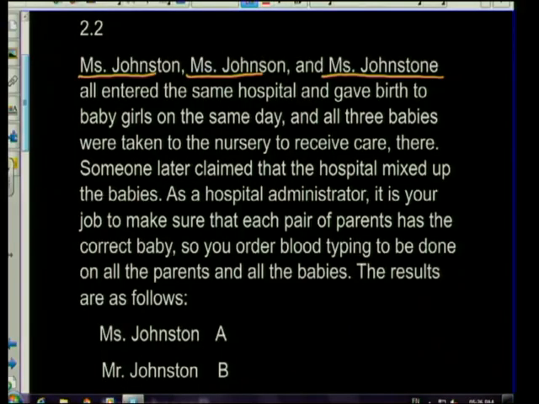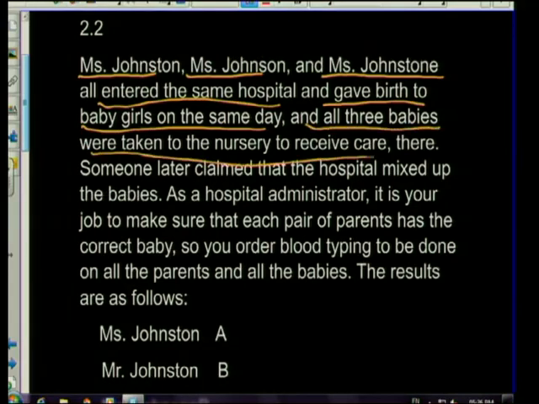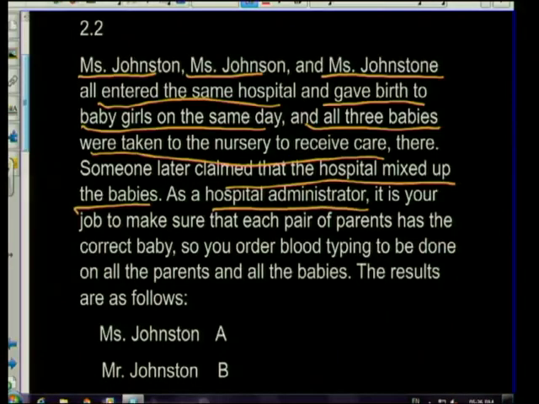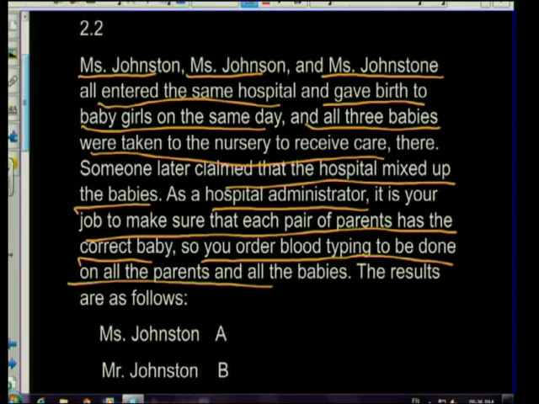Johnston, Johnson, and Johnstone. They all entered the same hospital and gave birth to baby girls on the same day. All of them had girls. And all three babies were taken to the nursery to receive care. Someone later claimed that the hospital mixed up the babies. The wrong parents got the wrong babies. That's sad. As a hospital administrator, it is your job to make sure that each pair of parents has the correct baby. So you order blood typing to be done on all parents and the babies. The results are as follows.